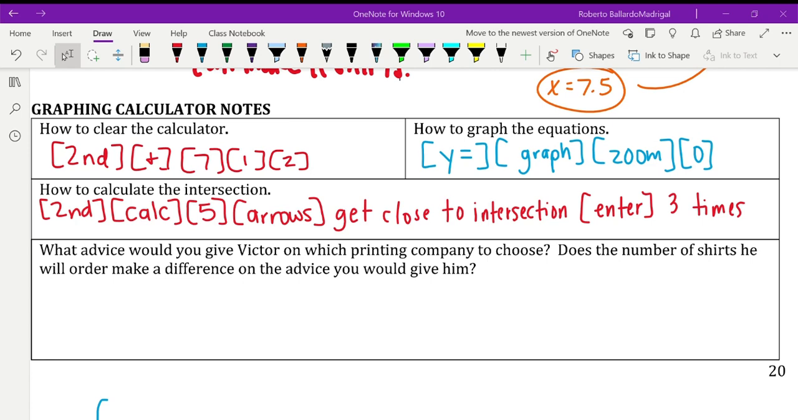If you're printing more than 7.5 shirts, you'll notice that Shirt Nerdery is now on top of the other line. So actually, if you're making more than 7.5 shirts, it is cheaper to go with company B, which is 5x plus 30. I want you to write a sentence that summarizes what we just talked about. So you're going to go back to the notes and you can type, if Victor is making less than 7.5 shirts, he should go with blank company. But if he's making more than 7.5 shirts, he should go with blank company. All right? Go ahead and write that down.